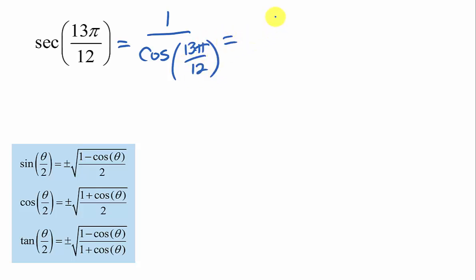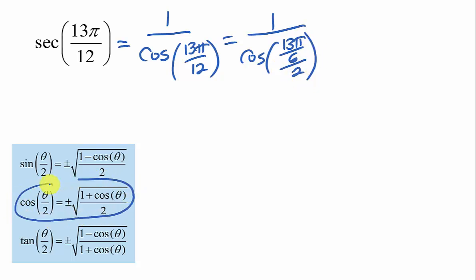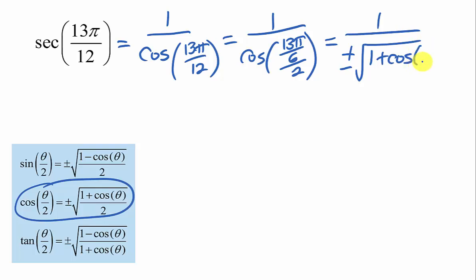and then we're going to express that as a half angle, so that's going to be 13π/6 divided in half. Now we are ready to use this identity for a half angle, and so that's going to equal 1 over plus or minus the square root of 1 plus cosine of that angle of 13π/6, which is on the unit circle, and that's going to be over 2.